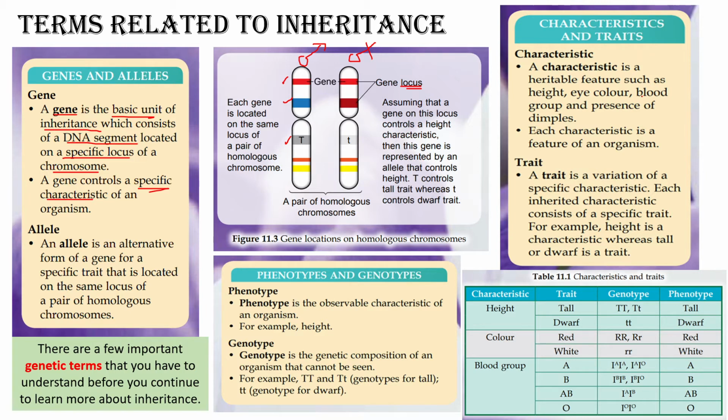So what is the meaning of characteristics? Dia adalah heritable features such as height, the eye color, the blood group, and presence of dimples. And each characteristic is a feature of an organism. Okay, next one is trait. Apa itu trait? For example, these are examples of characteristics: height, color, and blood group, right? Then you get to see trait kat sini. So for height, the trait is sama ada dia adalah tinggi ataupun rendah. So trait is the variation of specific characteristics.